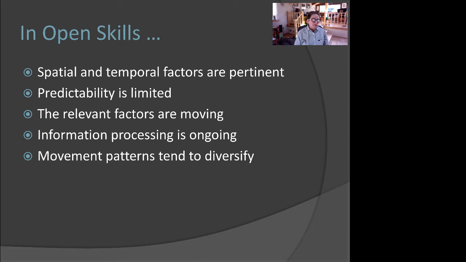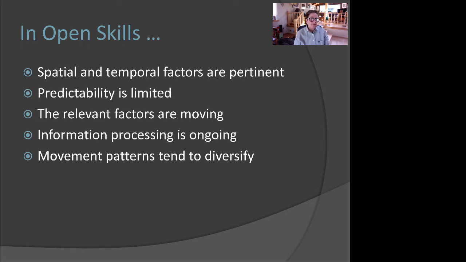So to further elucidate information about open skills, I want you to realize that in open skill performance, there are both spatial and temporal factors that are in the environment that are pertinent to the performer. Spatial means where things are in space, whereas temporal means the timing of things. Is the timing predictable? Is it unpredictable?